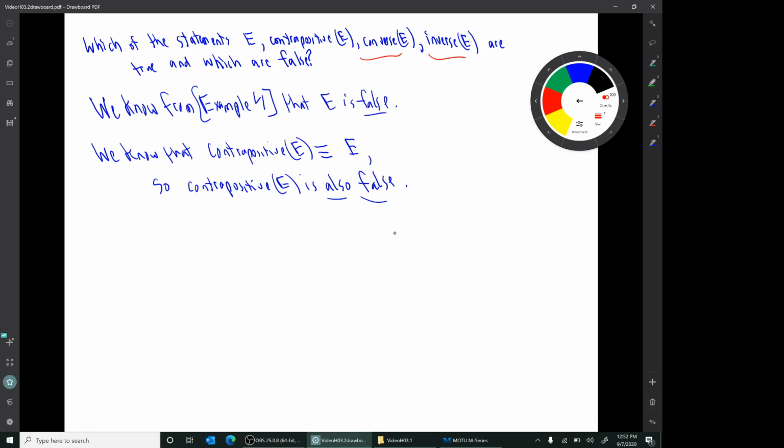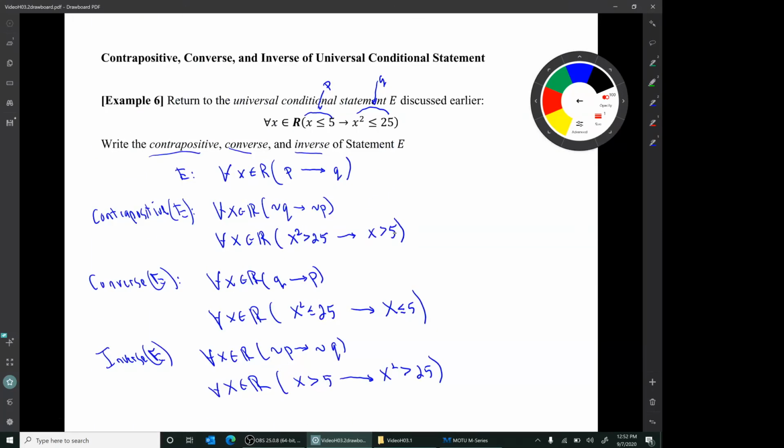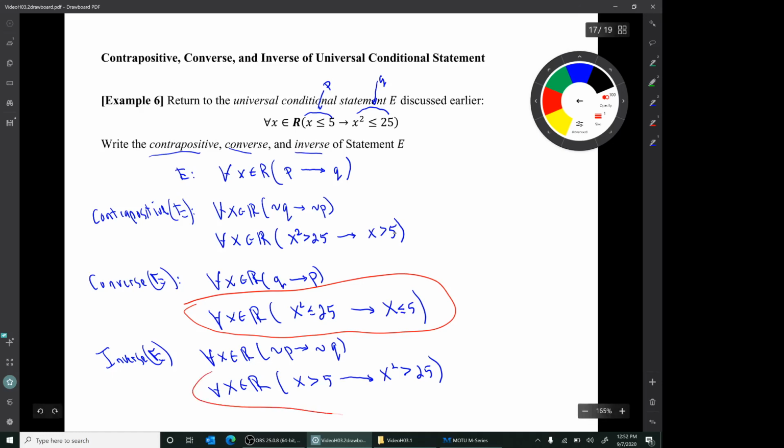So let's go up and look at those. The converse is this one, for all x in the real numbers, if x squared is less than or equal to 25, then x is less than or equal to 5. And the inverse is this one, for all x in the real numbers, if x is greater than 5, then x squared is greater than 25. We have to figure out if both of those are true or false. Well, remember that these two are logically equivalent.